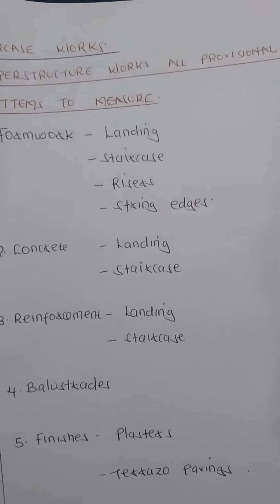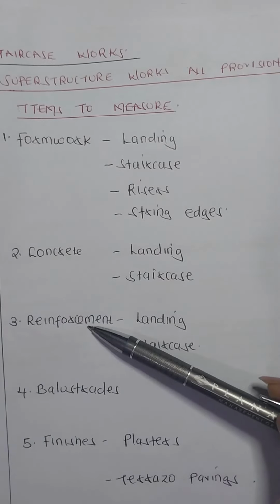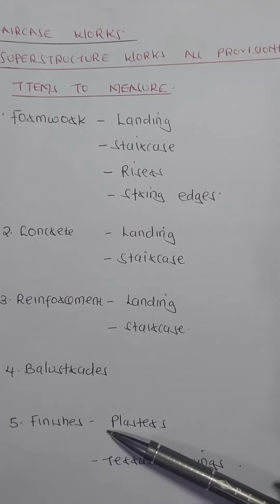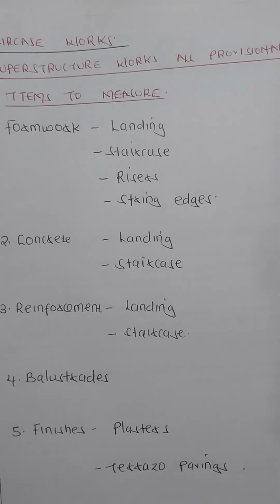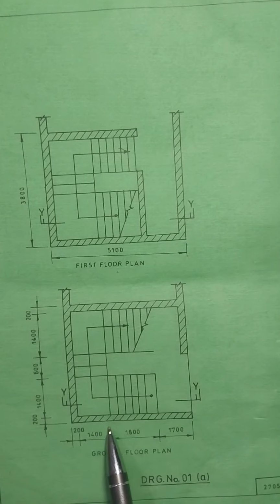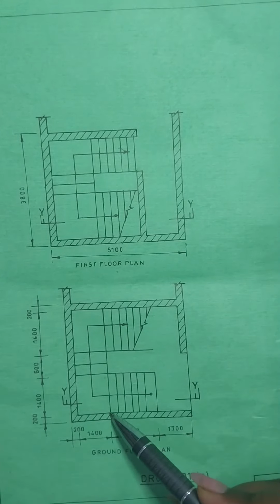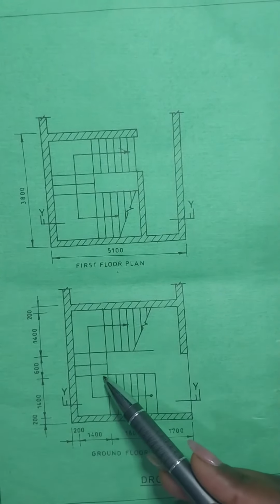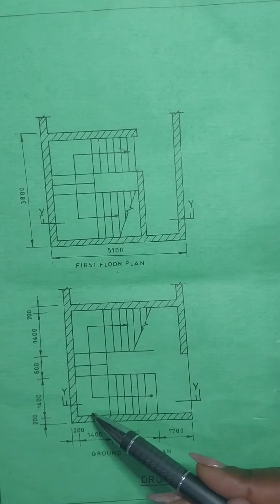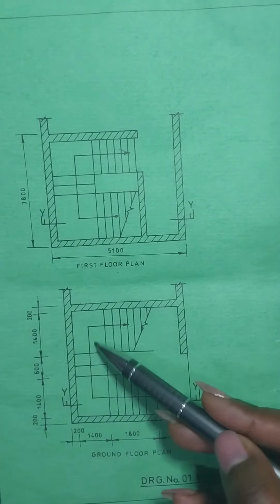So number one, what we are going to list is the items that we are going to measure. We have formwork, we have the concrete works, we have reinforcement, we have the balustrades, and then we have the finishes. Now we start with the formwork. Formwork to the landing. If we look at our plan, we have our landing here. Our landing is from this point up to this point. That is the length, and this is the width. So we need formwork that will hold that concrete for the landing. The first and the second landing are the same, so the measurements will be the same.